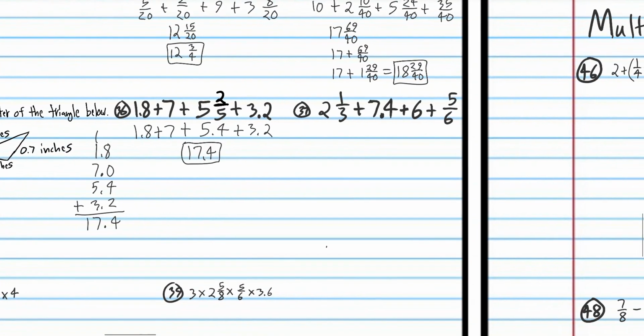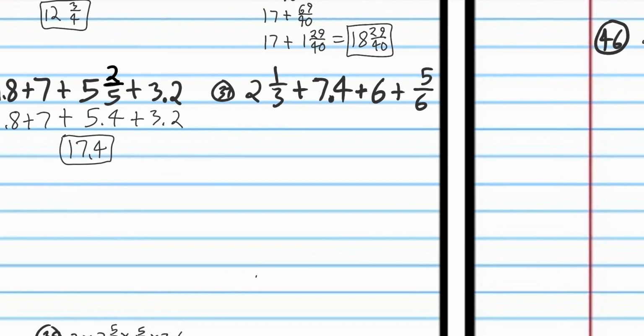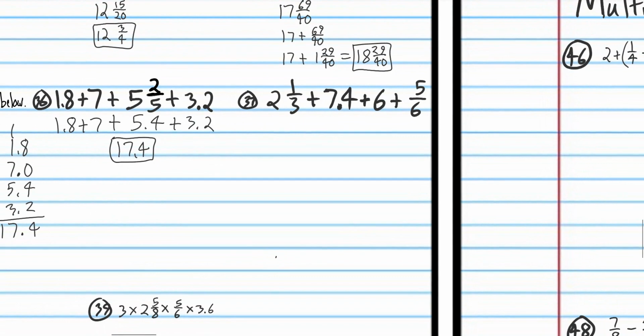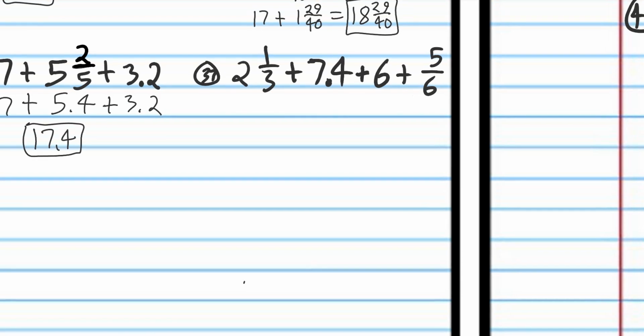On to the next problem. Now, here's a problem where we cannot change the numbers to decimals. Well, we can do it, but the problem is we're going to get a repeating decimal. This is a repeating decimal, and this fraction is a repeating decimal. So we haven't learned how to add repeating decimals in the decimal form. So we can't do it. So we have to change all these to fractions and then add them up.